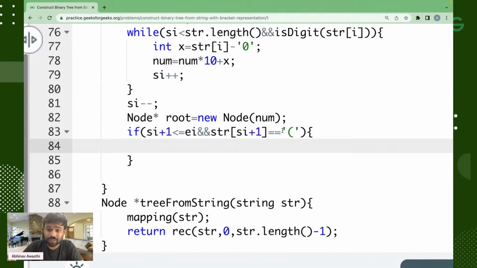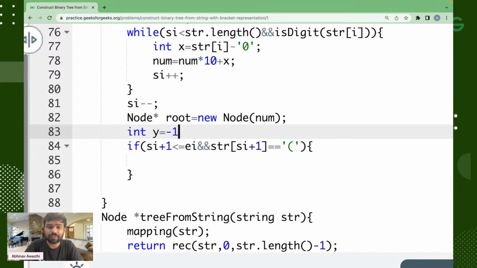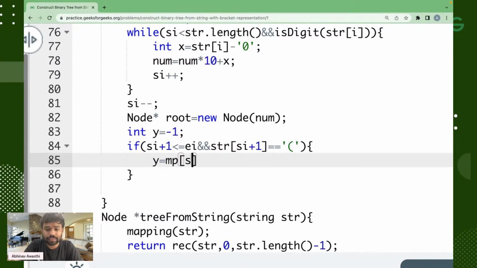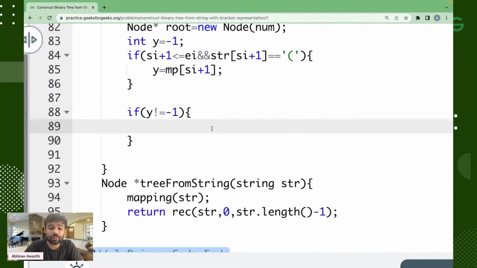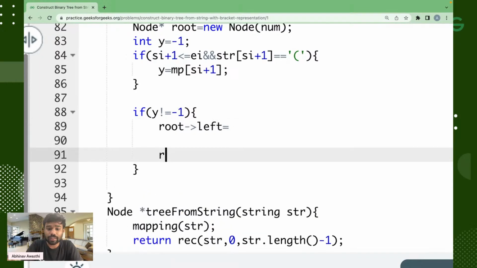So first of all, if it is an opening bracket, find its corresponding closing bracket and store it in Y. Initially make Y equal to minus 1, and then make Y equal to MP of SI plus 1, meaning the index of its corresponding closing bracket. Now, if Y is not equal to minus 1, meaning its corresponding closing bracket exists, in that case we will do root of left equal to a recursion call and root right equal to some recursion call.